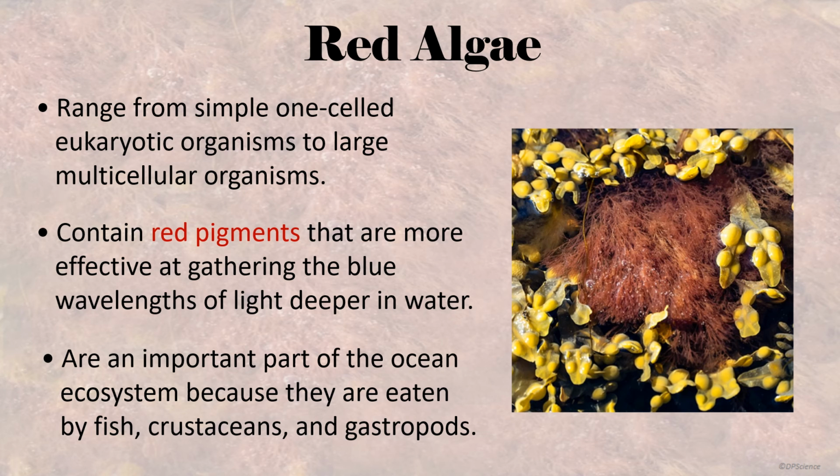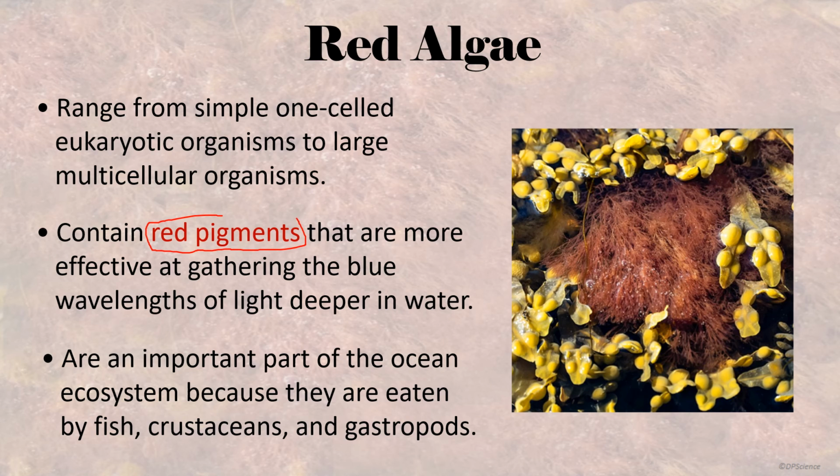All right, so let's move on. Let's talk about the different kinds of algae that are in type 2, the dinoflagellates, okay? First, we have red algae. That's going to be your number one, and it can be a simple one-celled eukaryotic organism to a large multicellular organism, okay? And it's called red algae because it's kind of a reddish color.